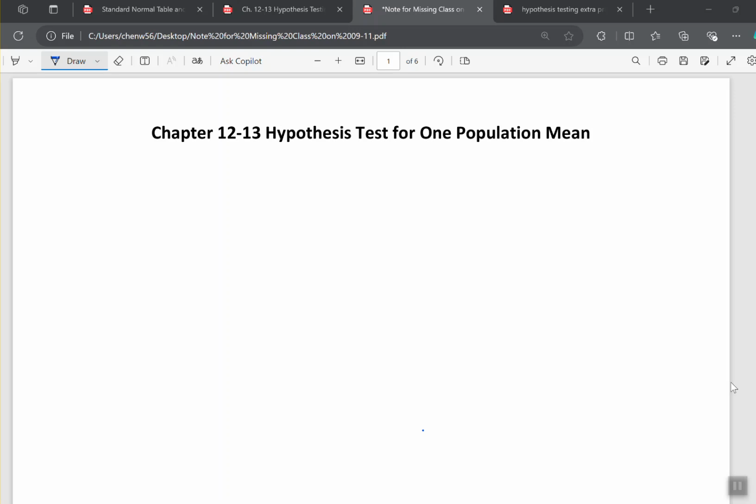All right, so we say we totally have 4 steps for this hypothesis testing process, and the first step is called stating the hypothesis. When we state the hypothesis, we need to make sure they are in a pair. One is called the null hypothesis, the other one is called the alternative hypothesis. And since we are reviewing the hypothesis test for one population mean, of course we are testing about the population mean mu, not X bar.